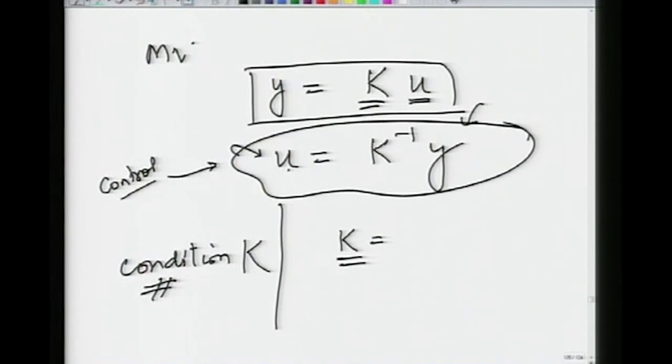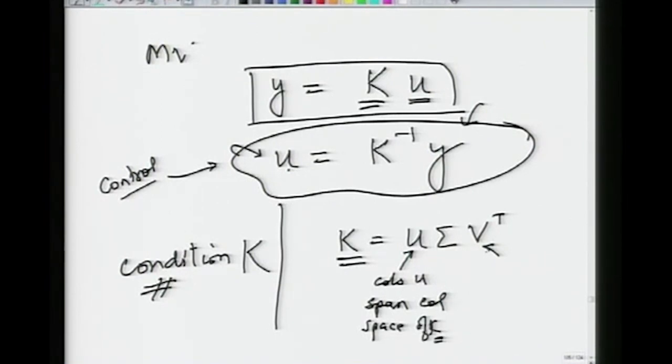For the time being, let's just consider it to be a square matrix, because K inverse exists only for square matrices. There is always what is called a singular value decomposition, and in singular value decomposition, what you get is U and V. Columns of U span which space? Output space, column space of K. Columns of V span the row space of K. This matrix is a diagonal matrix.